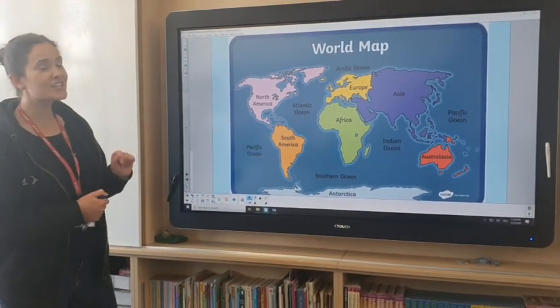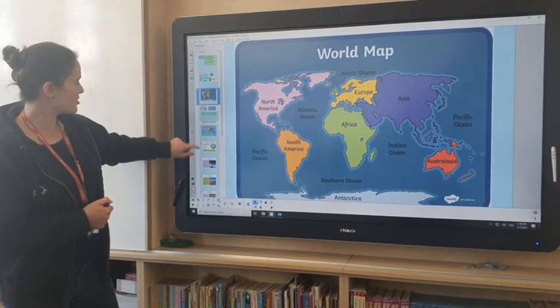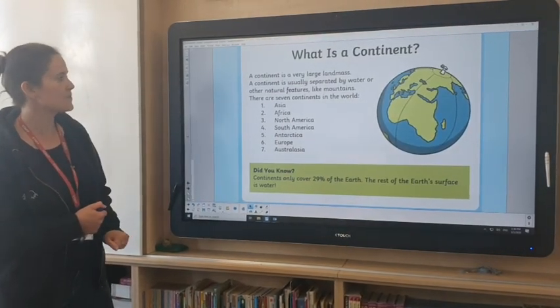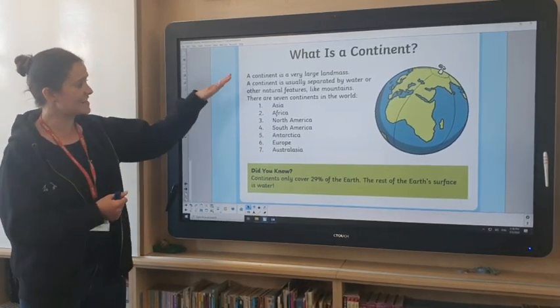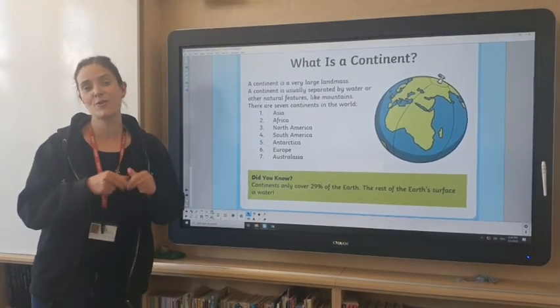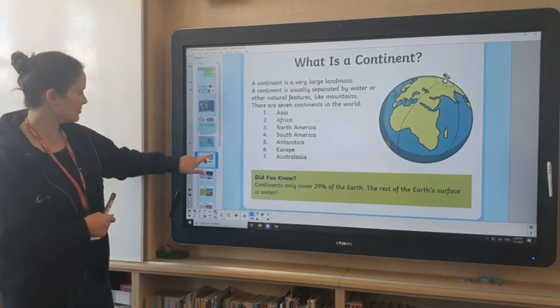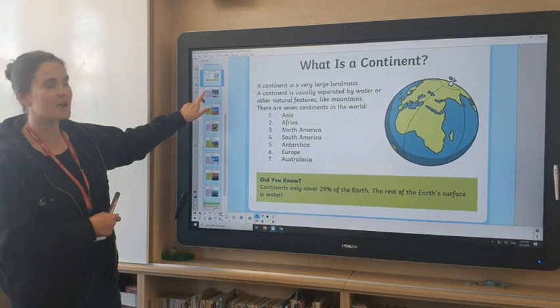Now, the next few slides of this presentation are information all about the different continents. Okay? So this one here tells you what a continent is, and it lists them out for you there, and you can read that information for yourself when you go through the presentation at home. You can also have a read of these pages. I'll show you the first one.